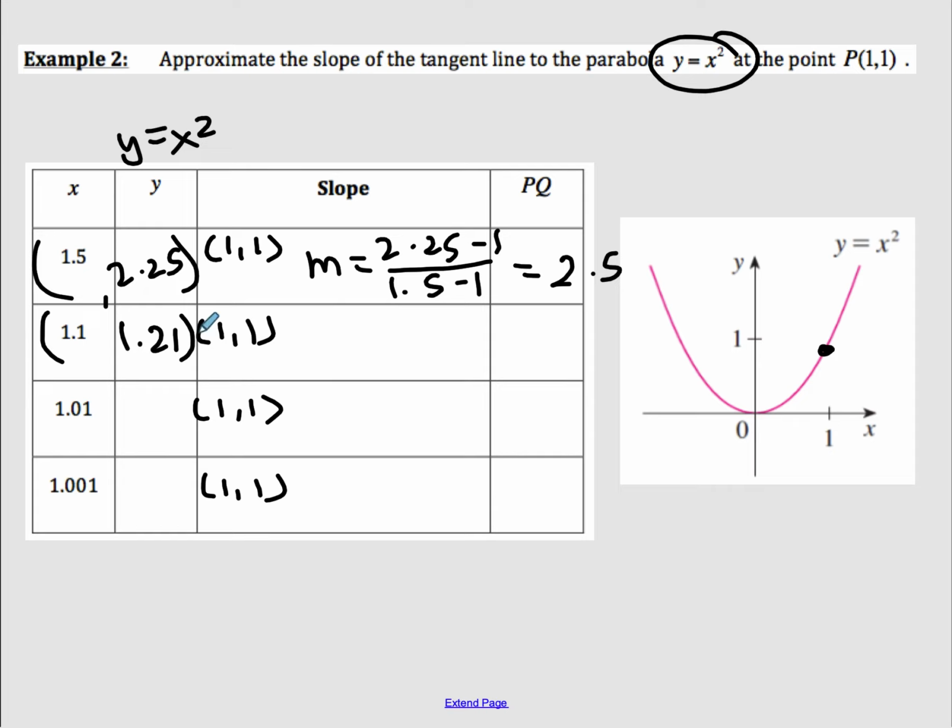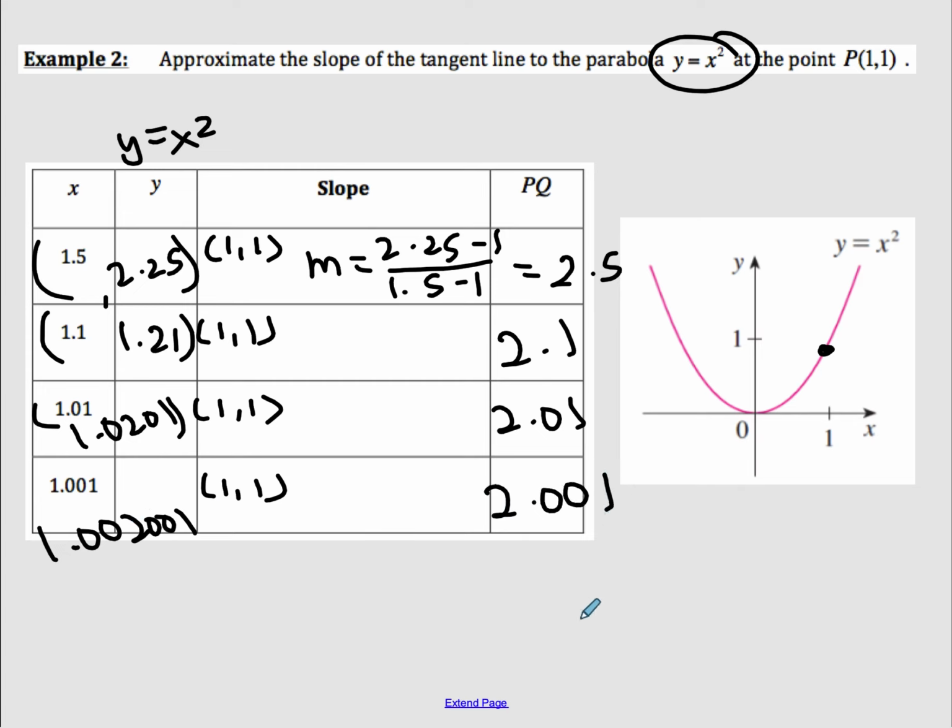Now that you've paused, this should give me a slope of 2.1. This one, when I plug in 1.01 and square it, I get 1.0201. So using this ordered pair and (1, 1), I get a slope of 2.01. And then the last one, when I plug in 1.001 and I square it, I get 1.002001. So make sure you use the entire thing. And then you would find your slope, and it's 2.001.